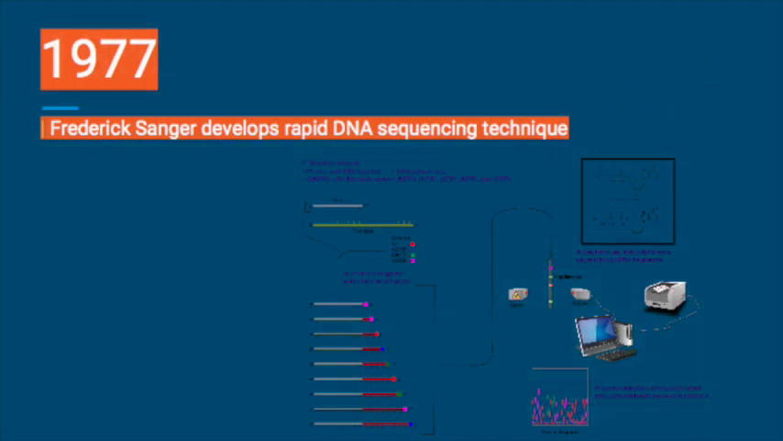In 1977, Frederick Sanger developed the classic rapid DNA sequencing technique, now known as the Sanger method, to determine the order of bases in a strand of DNA. Special enzymes are used to synthesize short pieces of DNA, which end when a selected terminating base is added to the stretch of DNA being synthesized.